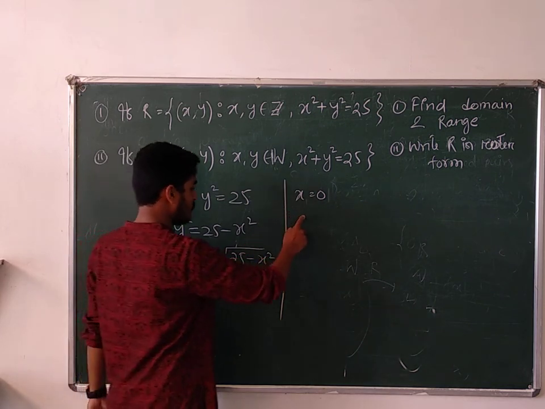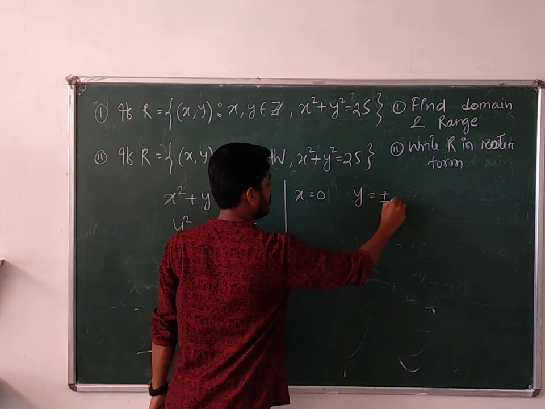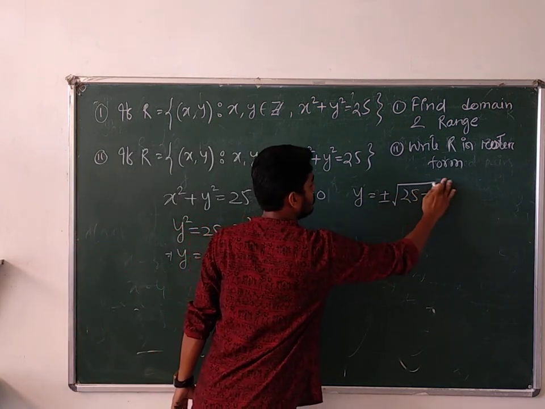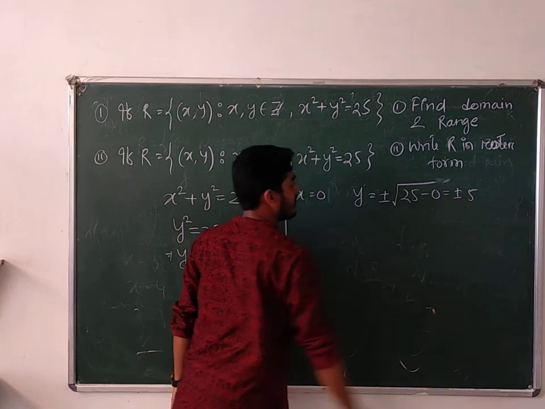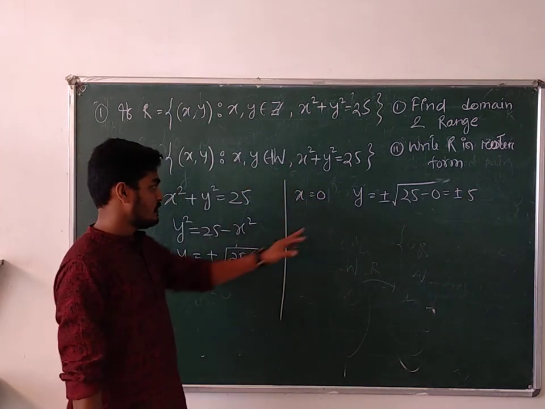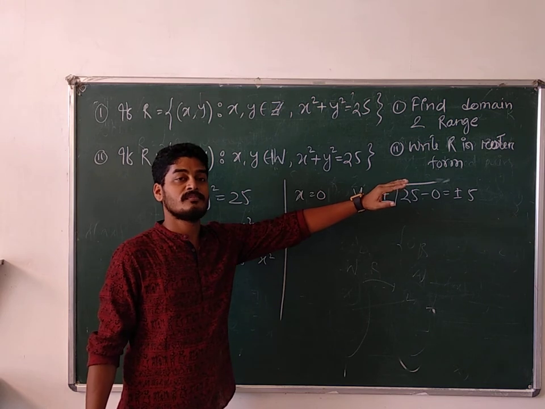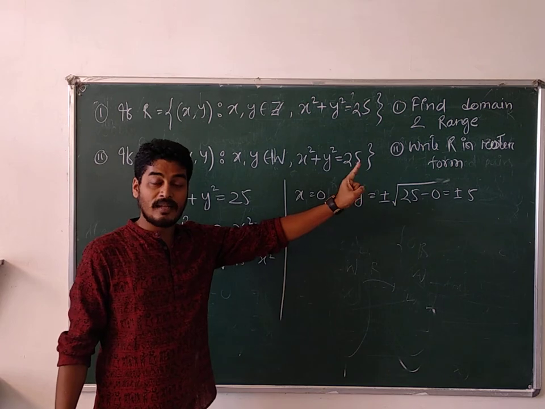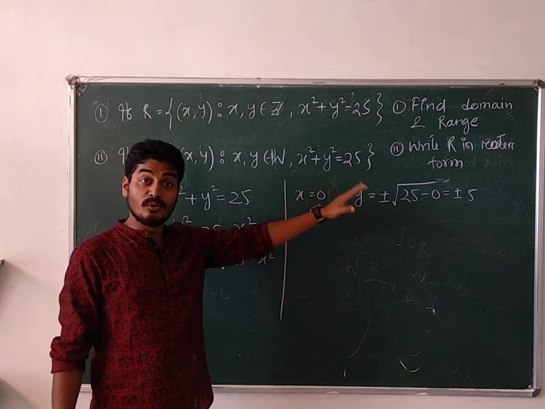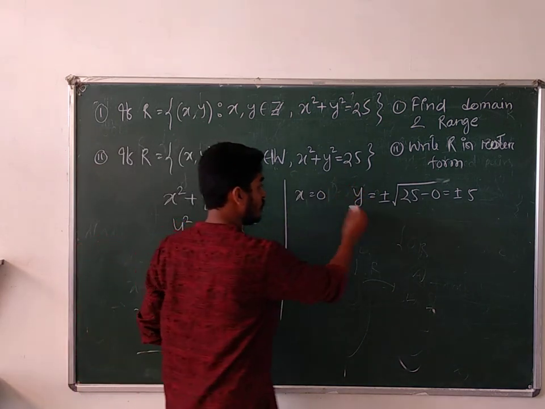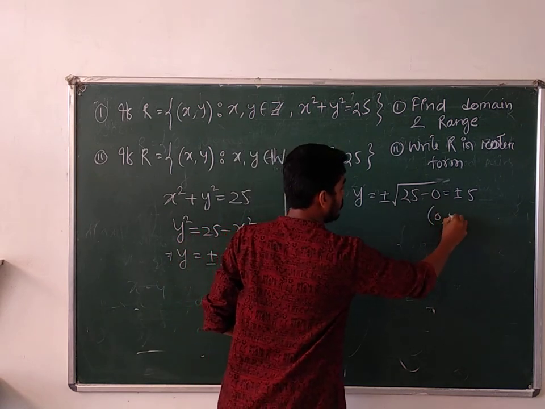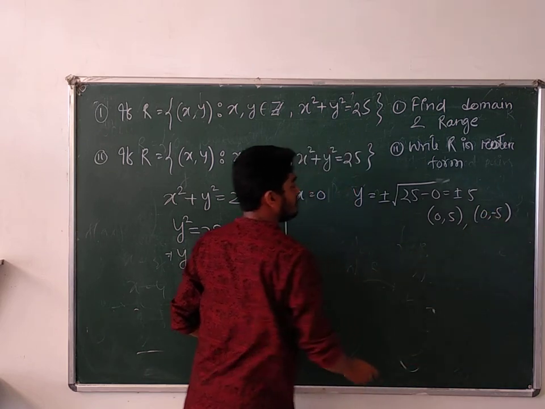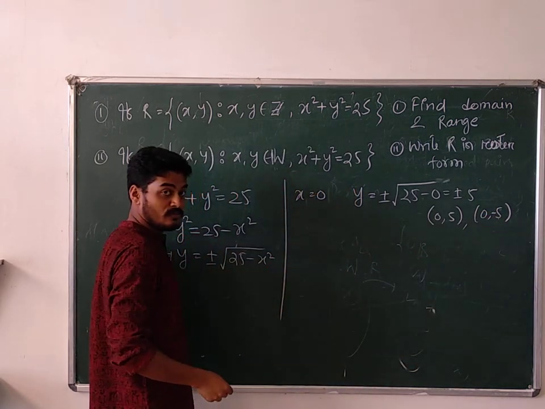So for x is equal to 0, y is equal to what? So x is equal to 0 means square root of 25 minus 0, which is equal to plus minus 5. Am I correct? Square root of 25 means 5, plus minus 5. So we have got two different values of y, plus 5 as well as minus 5, and both are integers. That's why from here we have got two ordered pairs, (0, 5) and (0, minus 5). For x is equal to 0, y has two different values, plus minus 5.